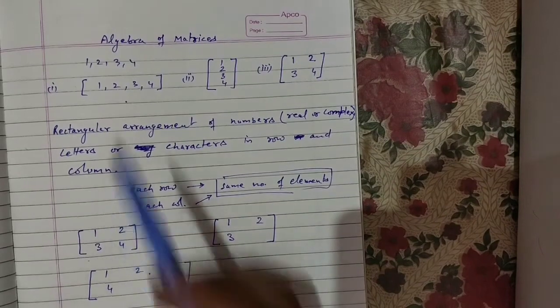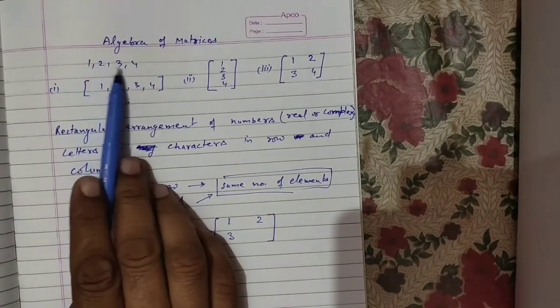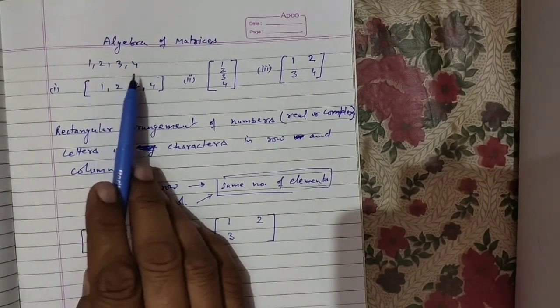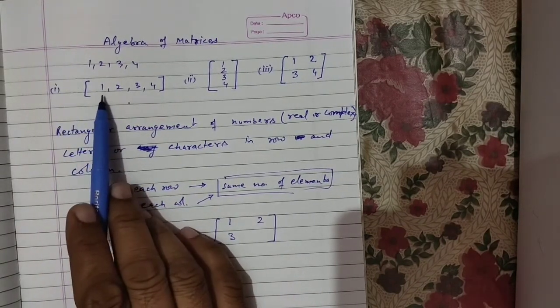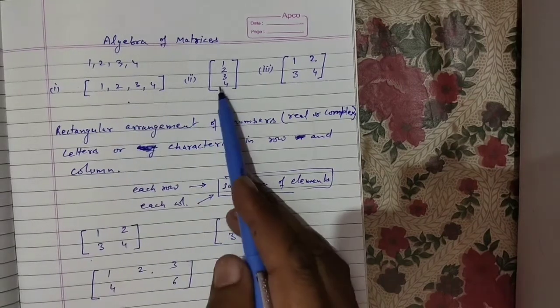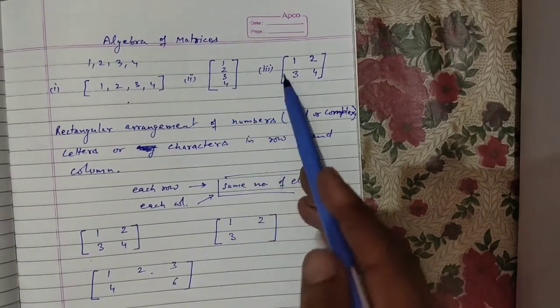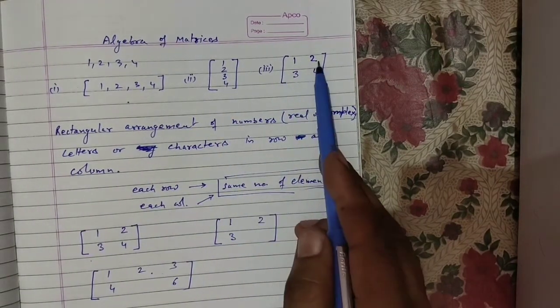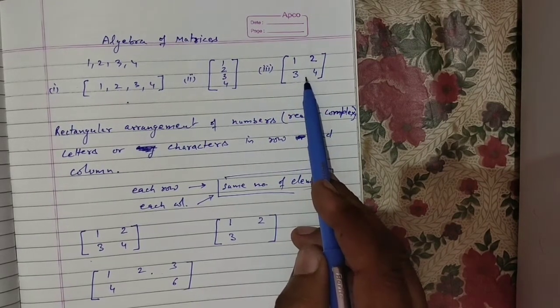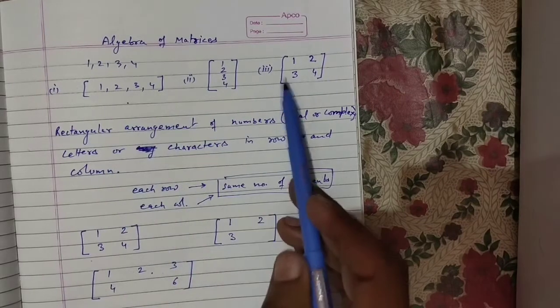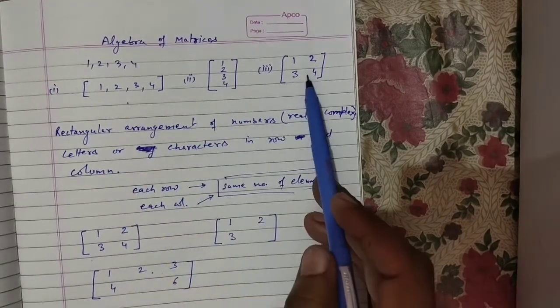In the algebra of matrices, I take four numbers: 1, 2, 3, 4. These four numbers can be arranged in different ways. First, numbers arranged in a row. Second, numbers arranged in a column. Third, the first two numbers arranged in the first row and the second two numbers arranged in the second row. This type of arrangement is a rectangular arrangement, and all three represent matrices.